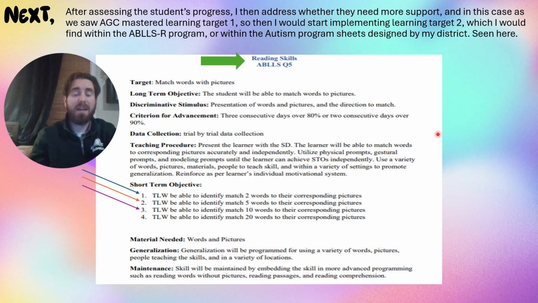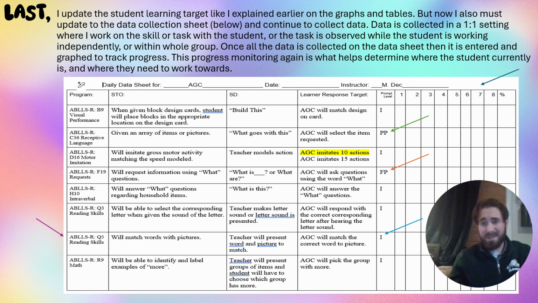But how do I get that? Well, I'm going to look back in my ABLES program, and whatever comes after Q5 would then be the corresponding next level to this objective. So once I've assessed all the data, I've determined that the student is ready to move on to the next level, or whether he's not, this is where I'm going now.